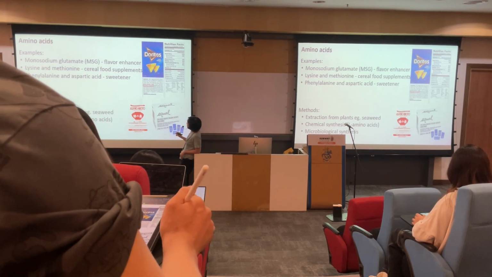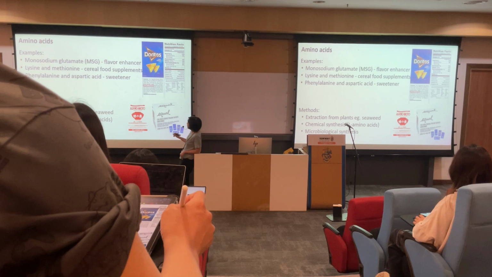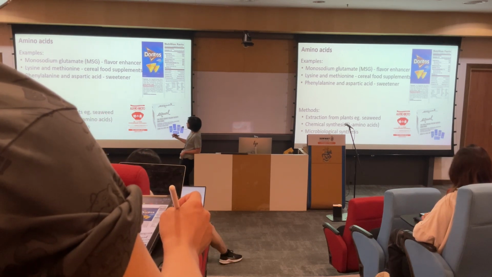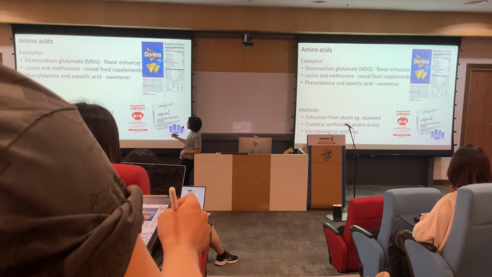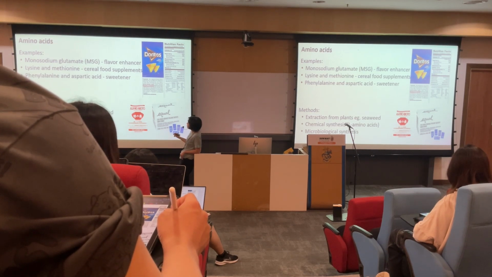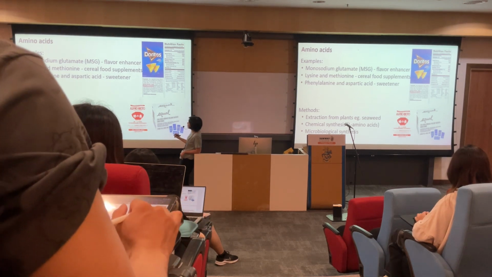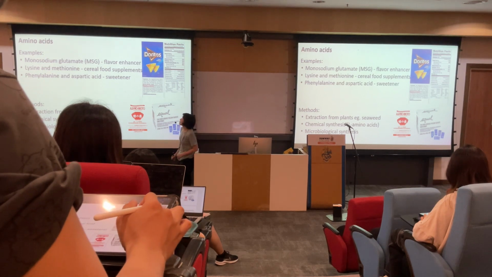How to go about it is easy. You do extractions from the plant, such as seaweed, to get the amino acid. You can have the chemical synthesis for amino acid, and finally here you can also make it in large scale productions using microbiological synthesis.